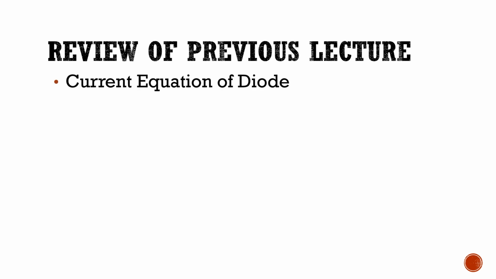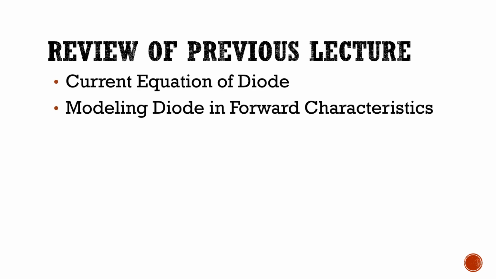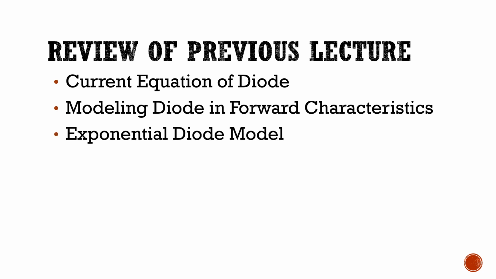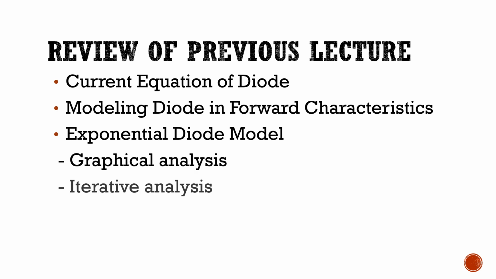In your last lecture, you studied the current equation of diode, and we also started another topic, which is modeling of diode in forward characteristics. In this topic, we first understood the exponential diode model. You studied that in this model, there are two alternative ways for obtaining values of unknown quantities, that is diode voltage and diode current. The first way is graphical analysis and the second way is iterative analysis.